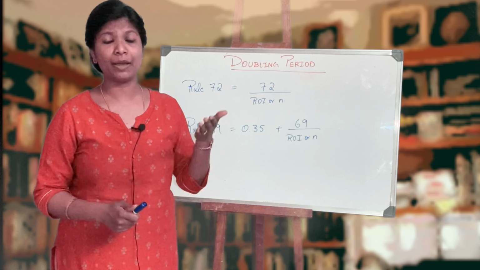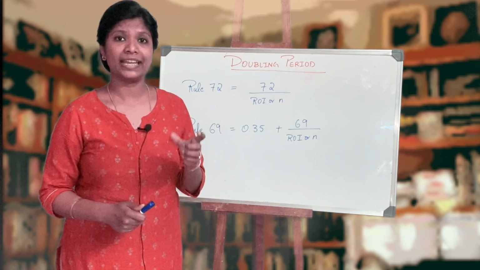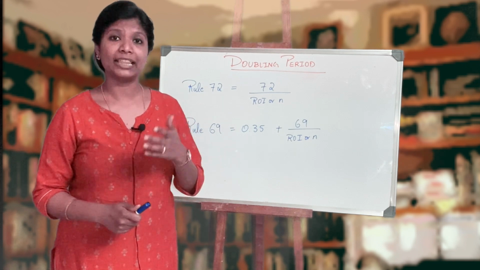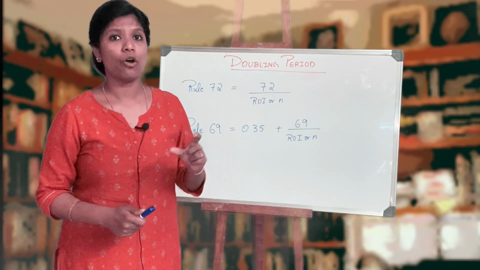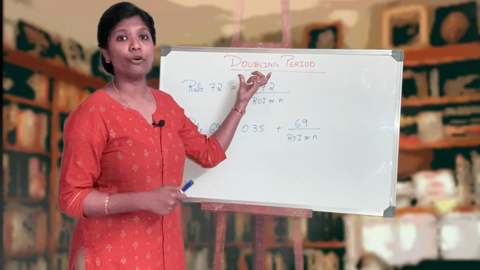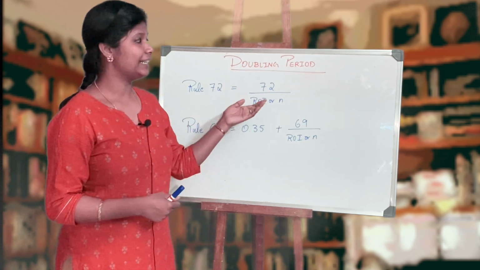For example, if I'm investing rupees 1000, how many years will it take for rupees 1000 to double itself? That means 1000 into 2000, right? How many years or how much time period will it take for my amount or for my investment to double itself? That is the concept of doubling period.